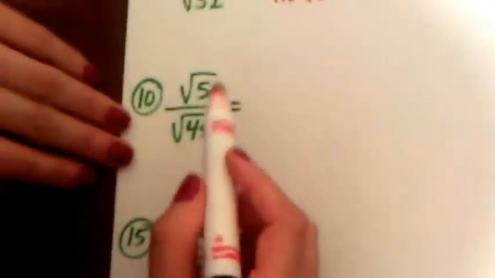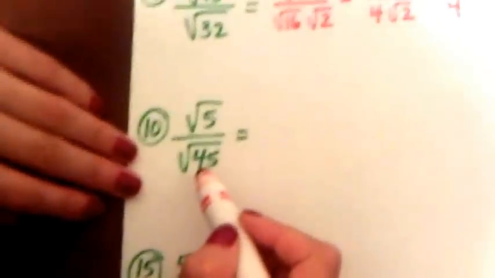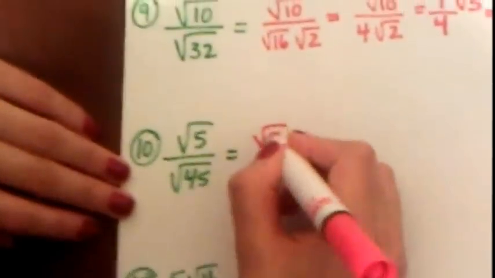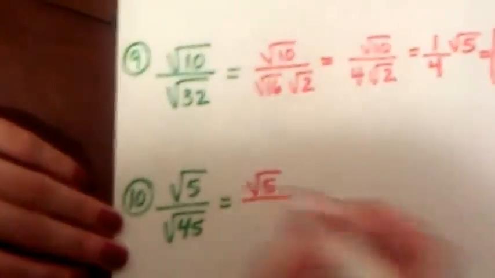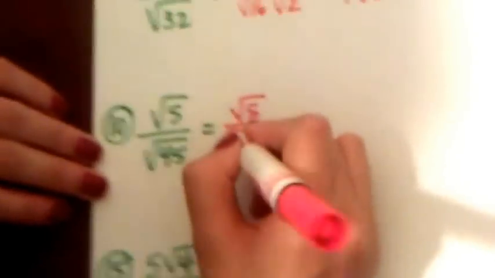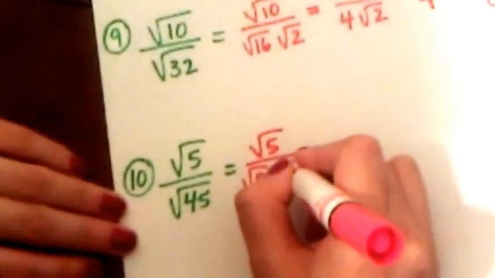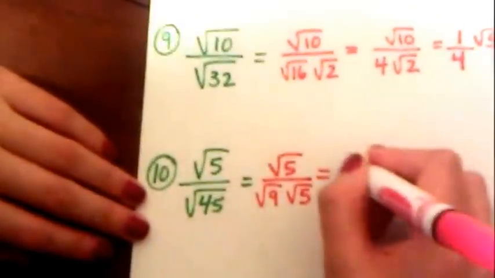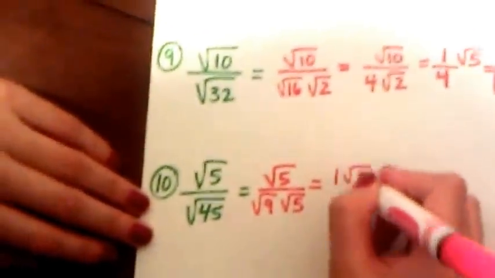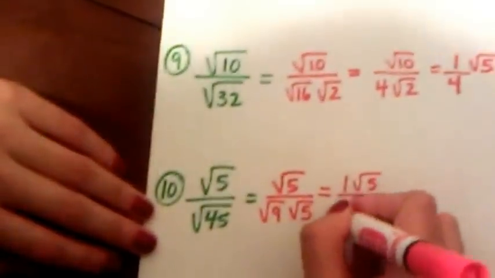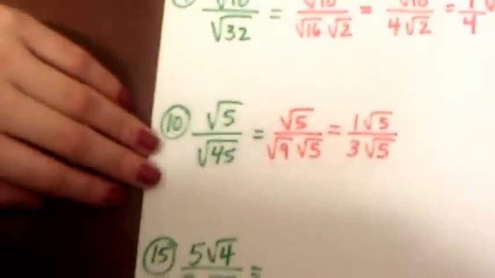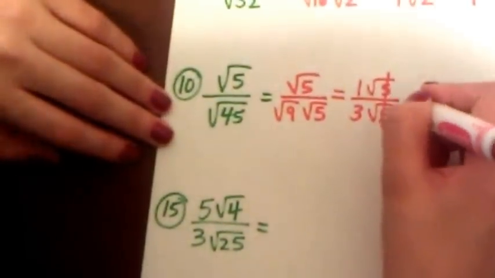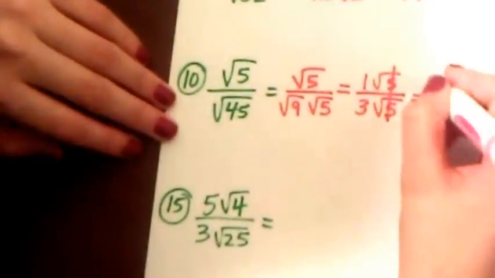For number 10, again, we cannot divide the numerator by the denominator. So instead, we are going to simplify the numerator if possible. In this case, it cannot be divided by a perfect square. But the square root of 45 can be rewritten as the square root of 9 times the square root of 5. Sometimes it helps to have that coefficient in front, so I'm going to write it with the coefficient in front. The square root of 9 is 3, and I have the square root of 5. The square root of 5 divided by the square root of 5 equals 1. Anything divided by itself equals 1. So we're just left with 1/3.